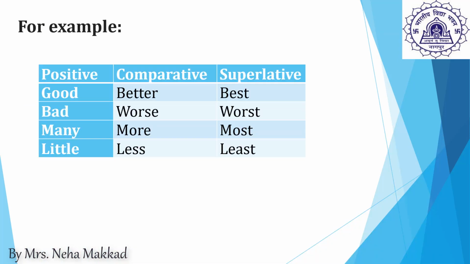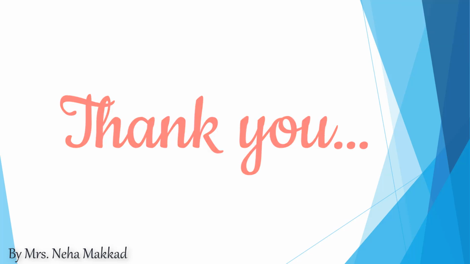So we'll study a few more examples, children. Like bad will become worse and worst, many will become more and most, little will become less and least. So these are, children, some exceptional adjectives. Like we studied in the previous rule with more and most, here also you have to remember that all the three degrees will be completely different, and we will not put any word in front of it or at the back of it like the other rules. All the three degrees are totally different from each other.